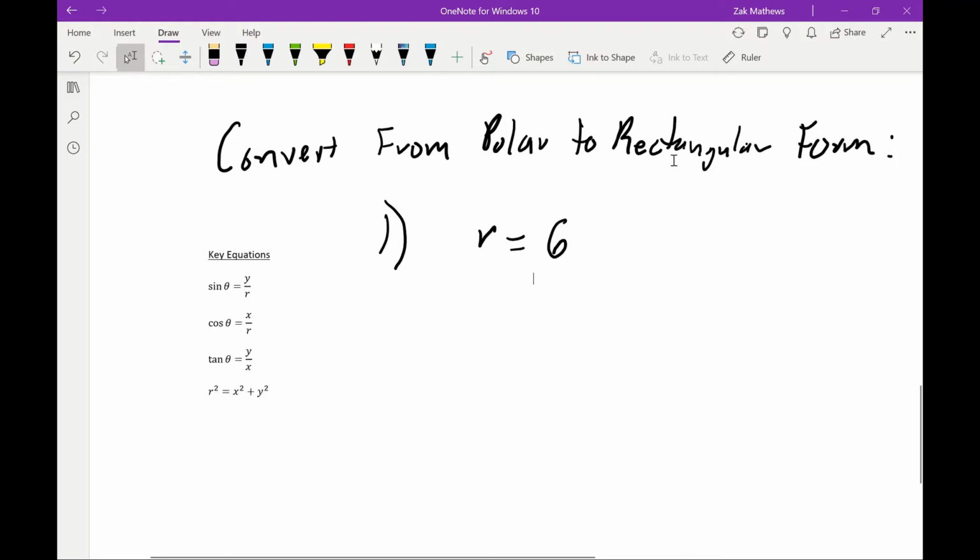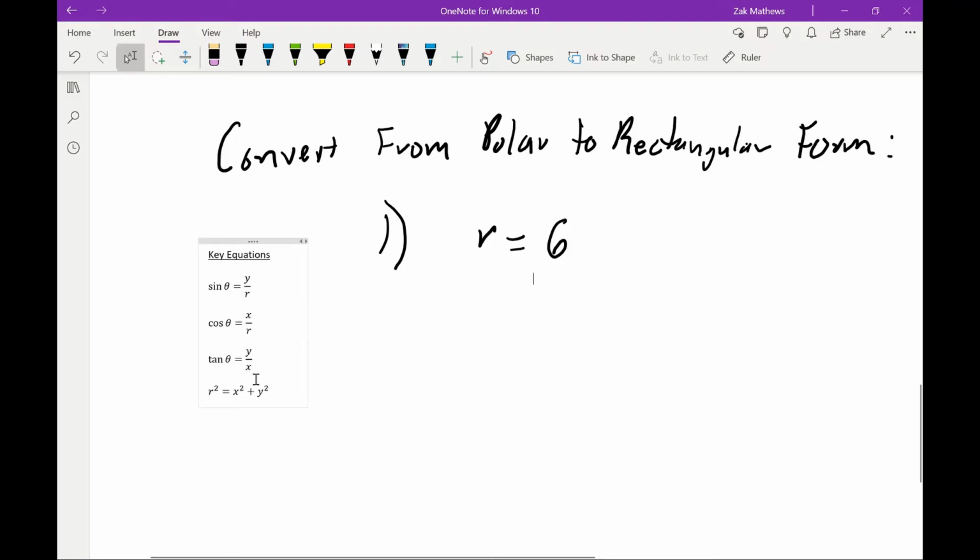So when we're going from rectangular to polar, we're thinking we want to get rid of x's and y's. We want only r's and thetas. Now we're doing the exact opposite. We want the x's and y's. We want to get rid of the r's and thetas. So the r needs to go away. We think about the formulas we have available to us.